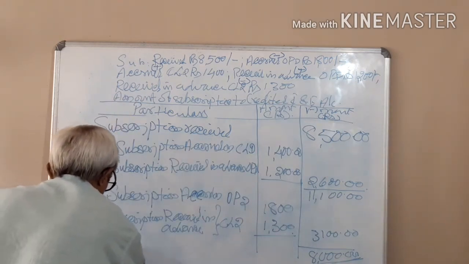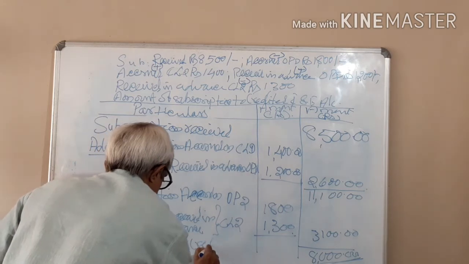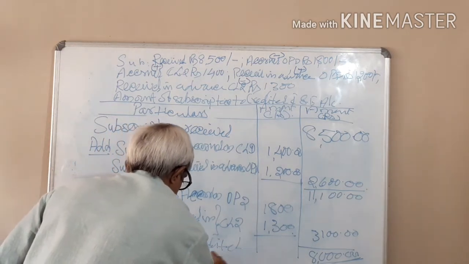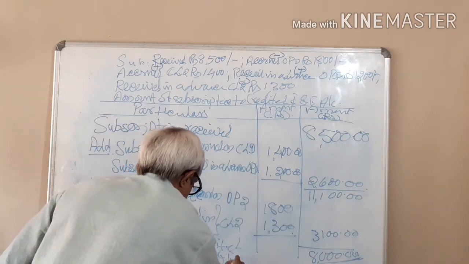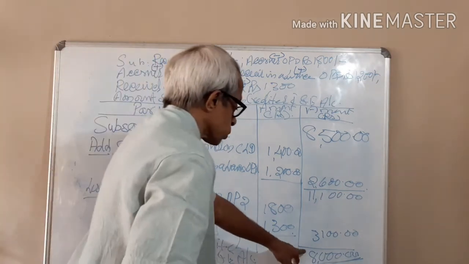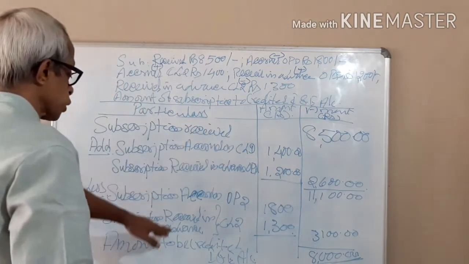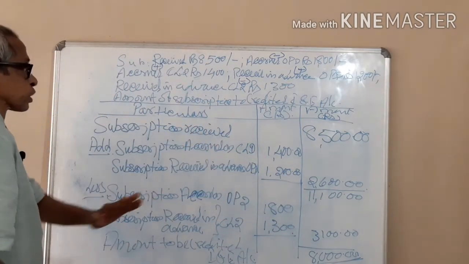amount to be credited to Income and Expenditure Account. So this 8,000 is the figure to be credited to Income and Expenditure Account as subscription.